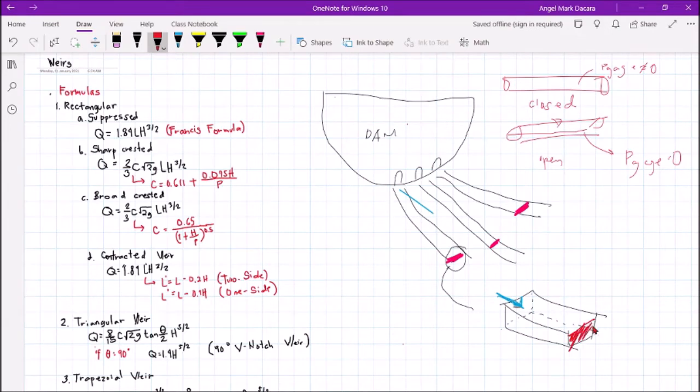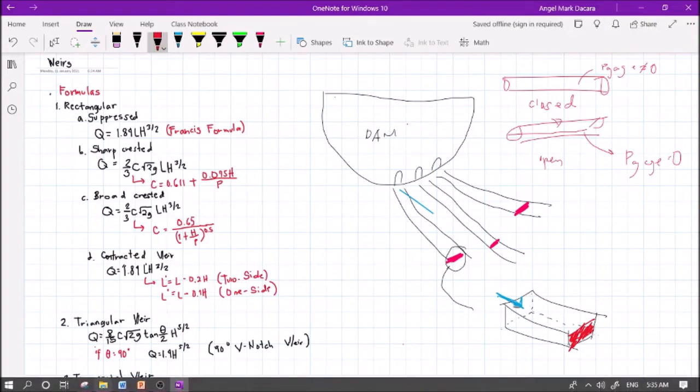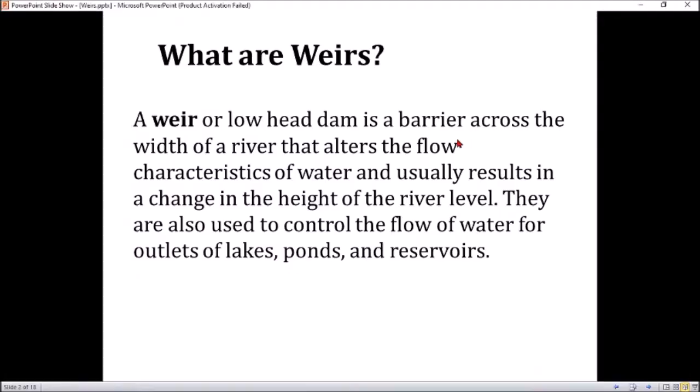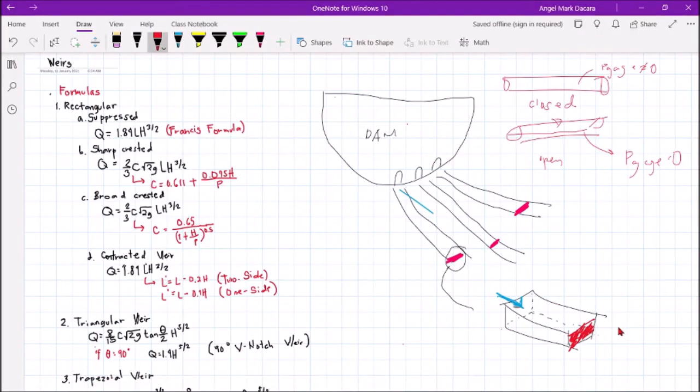Okay? Pag sinabi mong weir, literal na harang yan. Harang yan sa daan ng tubig. Okay? Ayun, sabi, a barrier. Okay? A low head dam. Pag sinabi mong dam, it holds water. Okay? A low head dam, mababang dam. Actually, hindi dam o barrier. Let's say barrier na lang. Okay, so yan. Siyempre, kapag may harang dyan sa daan ng tubig, siyempre, the flow of water will rise.